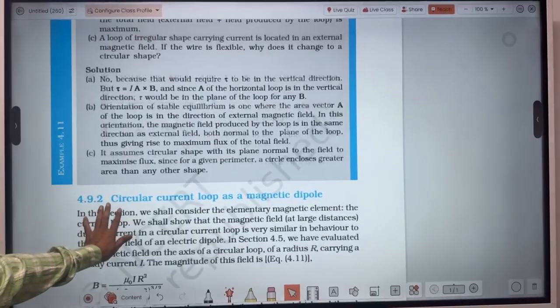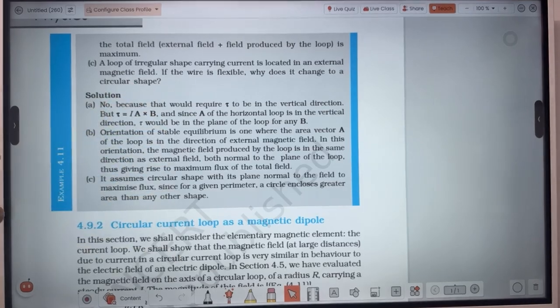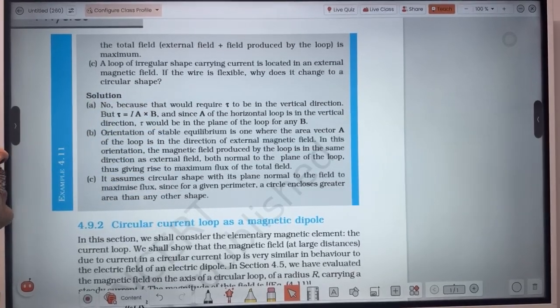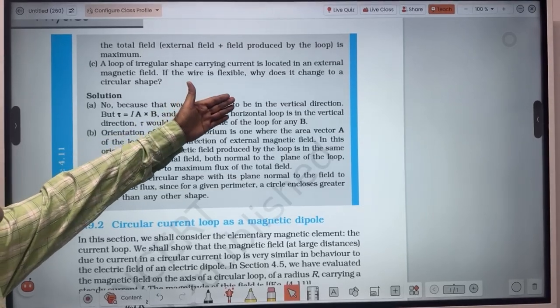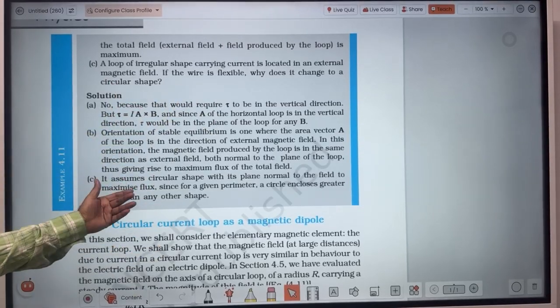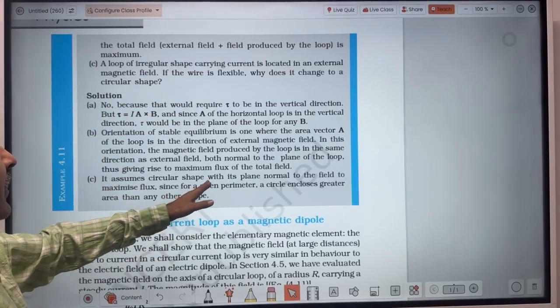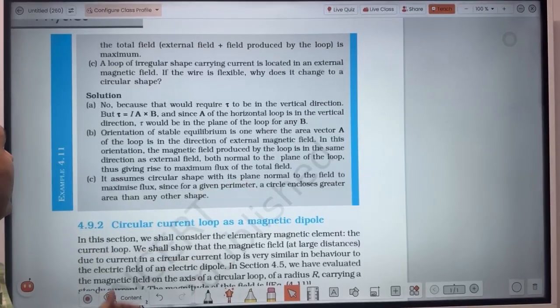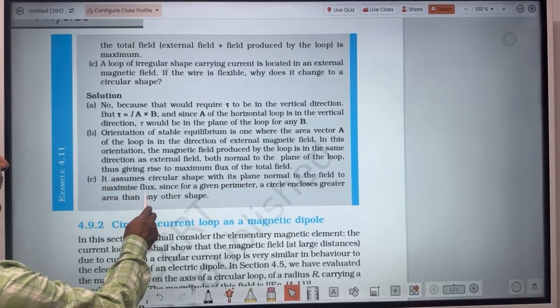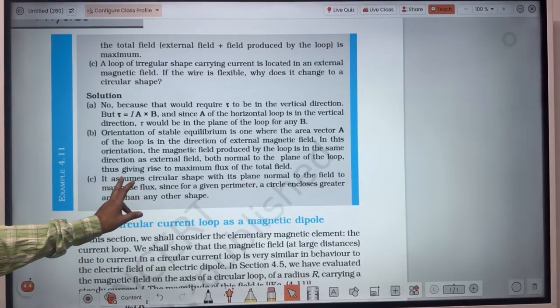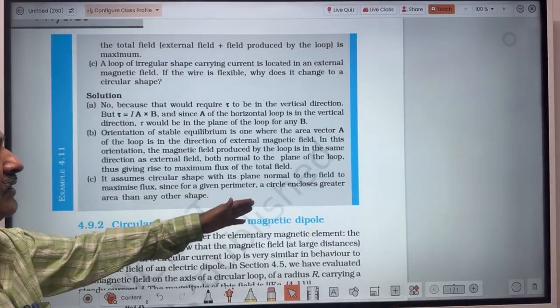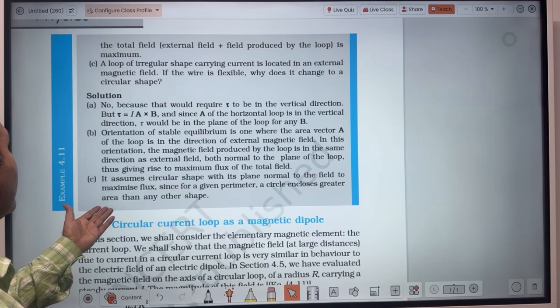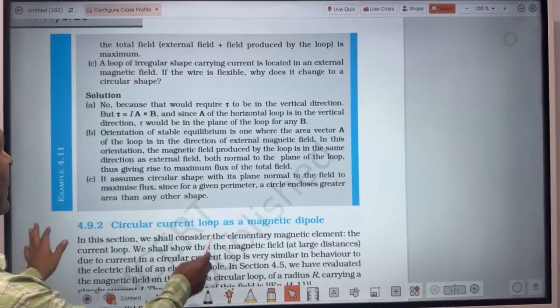And then the last question says, a loop of irregular shape carrying current is located in an external magnetic field. If the wire is flexible, why does it change to a circular shape? It assumes a circular shape with its plane normal to the field to maximize flux. The purpose of changing shape is to maximize the flux, since for a given perimeter a circle includes greater area than any other shape.